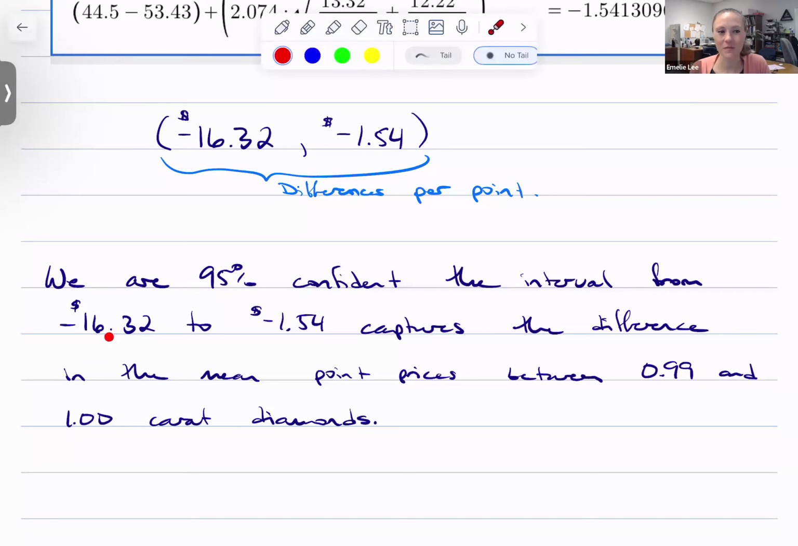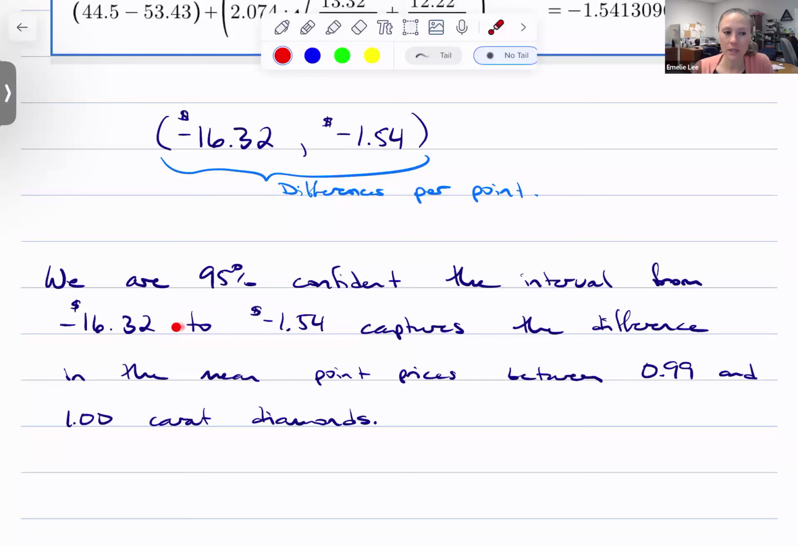I'd say a difference of $16, which is at the very maximum difference that we could have per point, is quite large. Maybe $1.54 per point isn't that big of a difference. Then you can say that you got a 1 carat diamond. Maybe that's worth it to you. But what we're saying is that the true difference, the population difference in the averages, is captured somewhere in this interval.